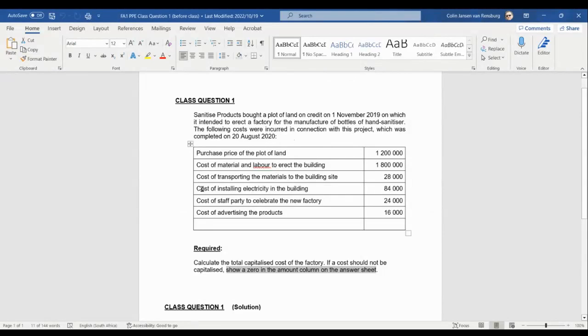Then they give us various costs here. Some of them might have to be capitalized as part of the total cost of the asset, of that factory that they are erecting. Some not. So let us go and have a look.